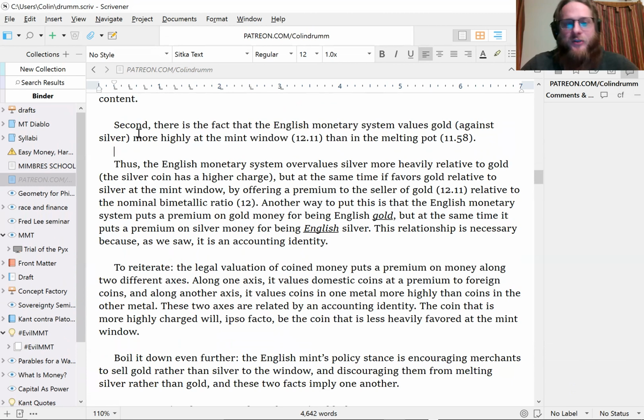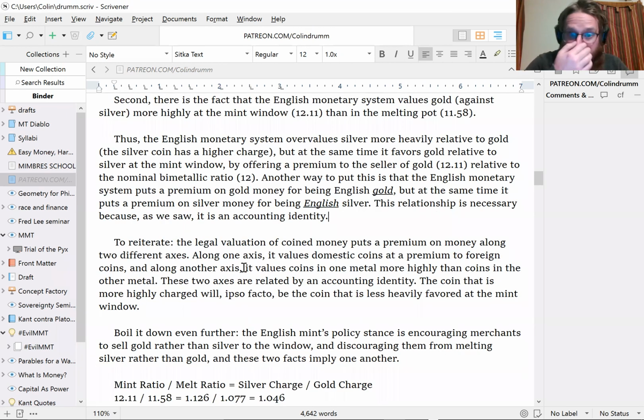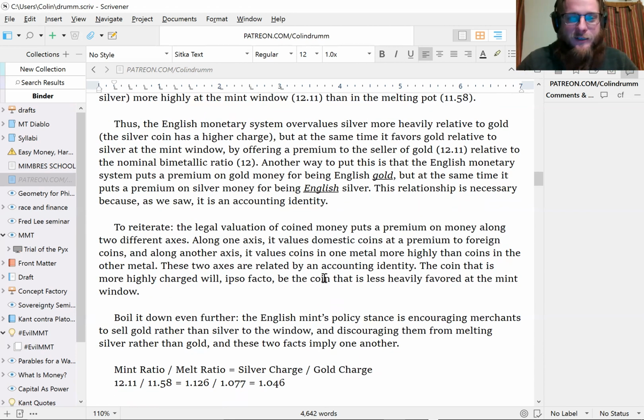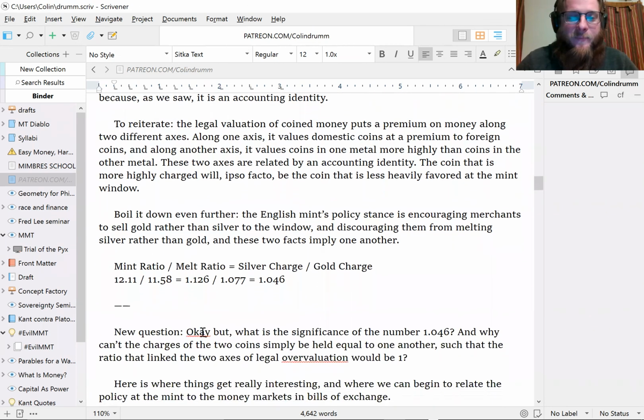Okay, so the English monetary system overvalues silver more heavily relative to gold. The silver coin has a higher charge, but at the same time, it favors gold relative to silver at the mint window by offering a premium to the seller of gold against the premium to the seller of silver. So a more intuitive way to put this is that the English monetary system puts a premium on gold money for being English gold, but at the same time, it puts a premium on silver money for being English silver, right? So the premium that silver gets for being English silver is one thing, and the premium that English gold gets for being gold is another thing, and these things are both true, and it's a little mind warping to get your head around at first. And this is an accounting identity, as we saw above.